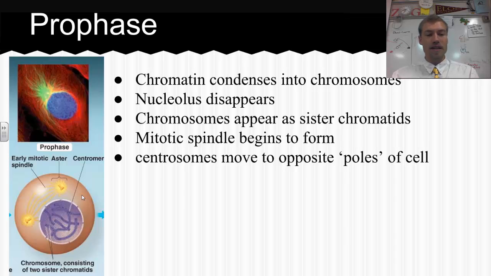Then we've got prophase. Prophase involves the chromatin condensing into chromosomes. So now we actually begin to be able to see the actual chromosomes. The nucleolus is going to disappear. Chromosomes are going to appear as the sister chromatids.